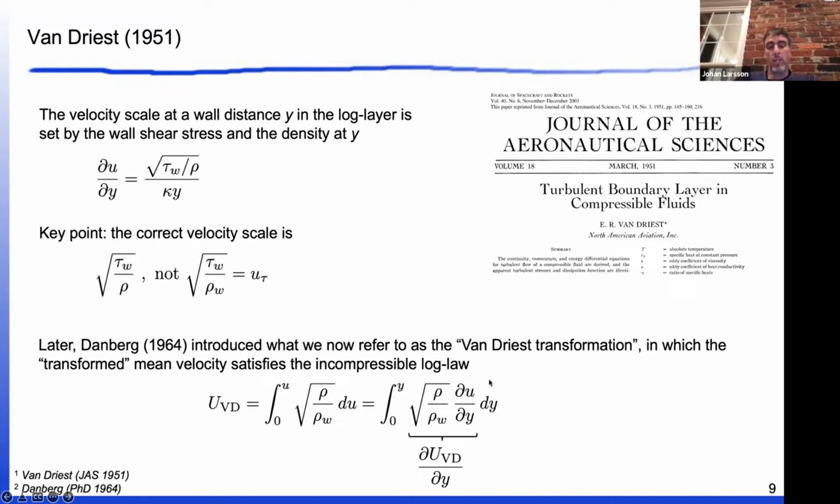The recognition here is that if you compare the actual velocity gradient in a compressible flow, which has a 1 over square root of density in it, and multiply it by a correction factor, the square root of the density divided by the wall value, then you have an artificially corrected velocity gradient that should behave as an incompressible one. If you then integrate it, you get a velocity profile. We call that a Van Driest transformed velocity profile. It's not the actual one we observe, but it's transformed such that it should satisfy the incompressible log law. So the question is, does it do that?